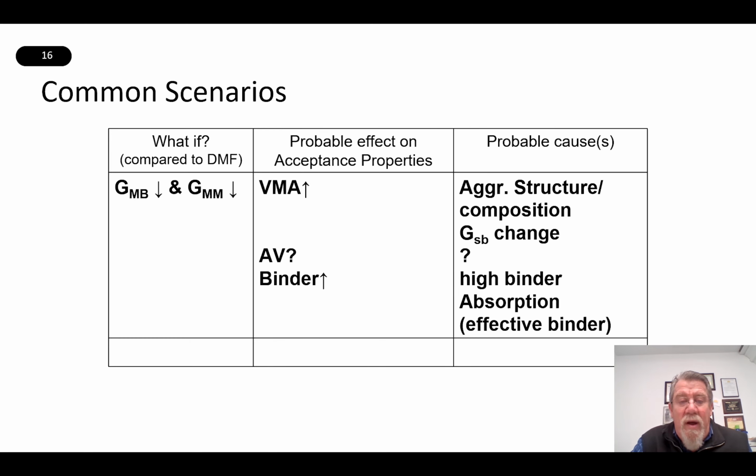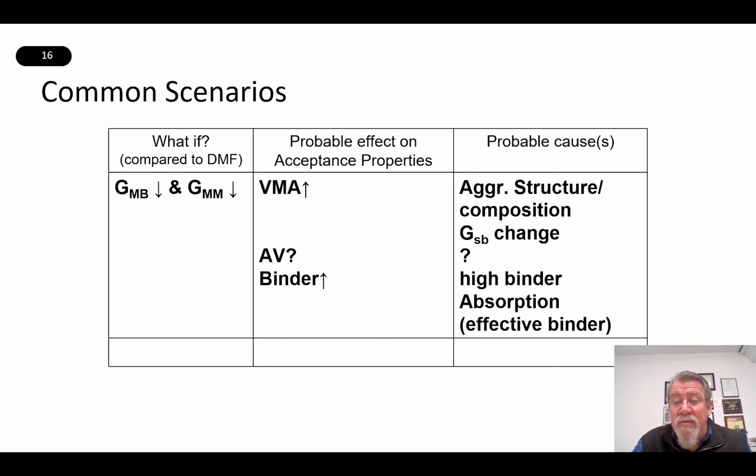So this slide is the opposite of the one before. It shows what if your GMB goes down, your GMM goes down, the effect on your properties. VMA is going to go up. Air voids will probably remain the same. Binder content will probably go up. And why is all that?